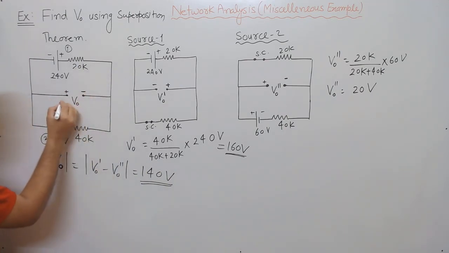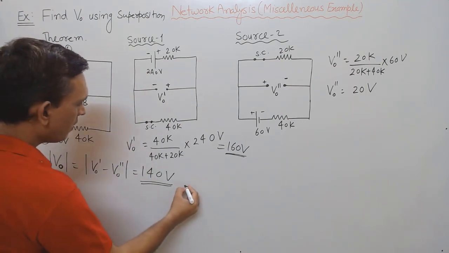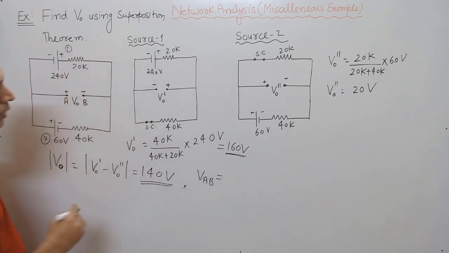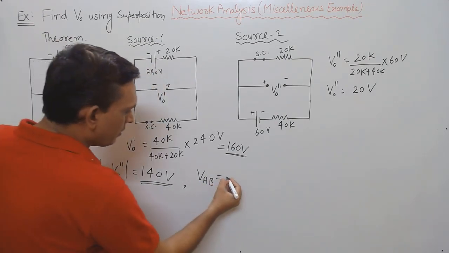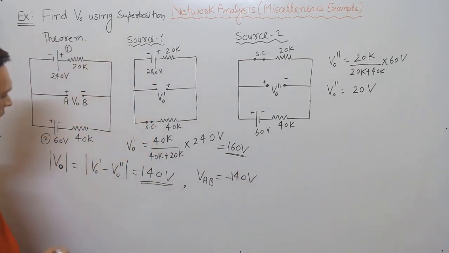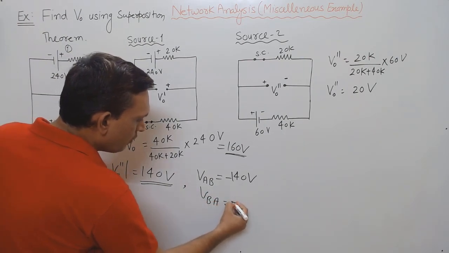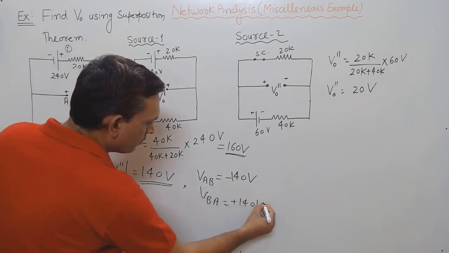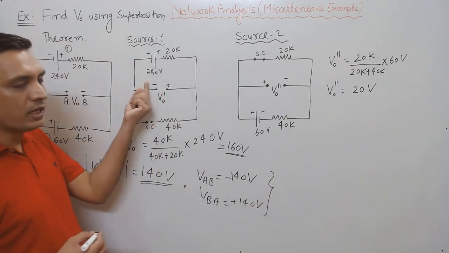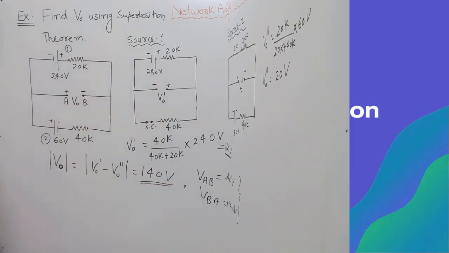For example, let's take this point as A and B. So in this case, VAB is given by minus 140 volt. And then what will be VBA? VBA will be plus 140 volt. So you can see the magnitude as well as their polarity, minus plus or plus minus.